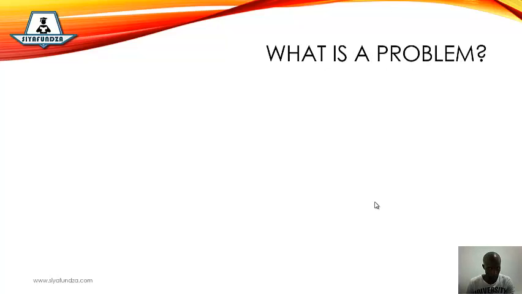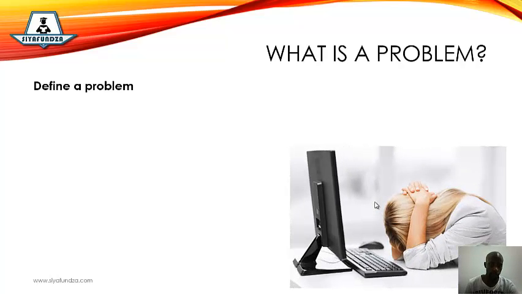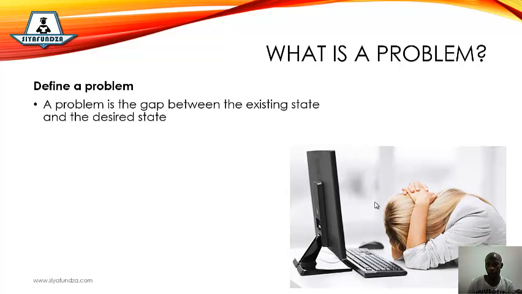Remember, I said the keywords that we want to look at when we defined programming are logical, instructions, and the problem. So now we want to look at what is a problem. We have to define a problem first. Now, a problem is a gap between the existing state and the desired state. An existing state is where you are right now, and then the desired state is where you want to be, right?